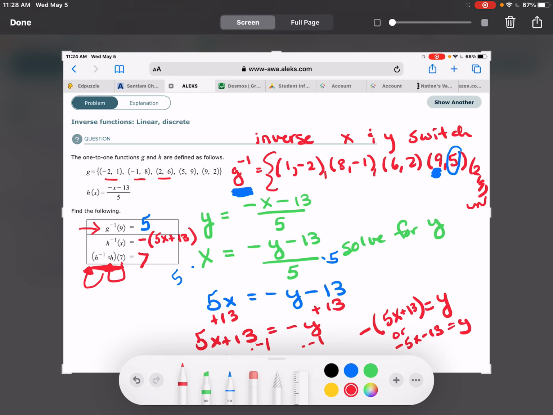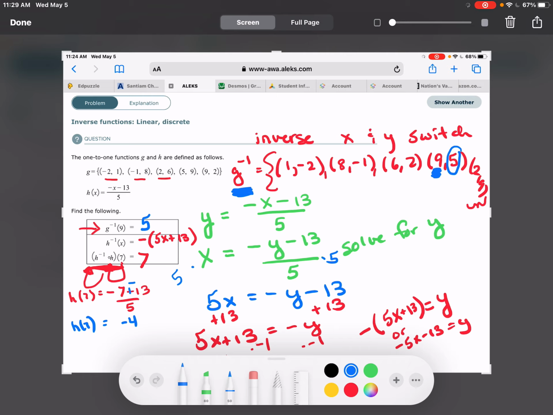Let's just do that. 7 goes into our h, so we would have h of 7 equals -7 minus 13 divided by 5. So being careful with our negatives here, we have -20 divided by 5, which is -4, equals the h of 7. And then we're going to input that into our inverse function.